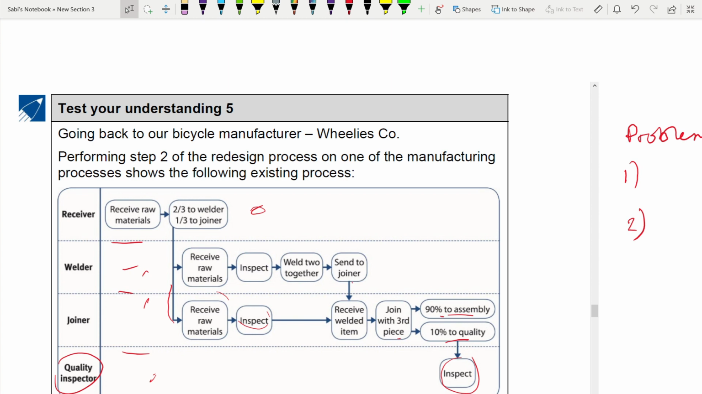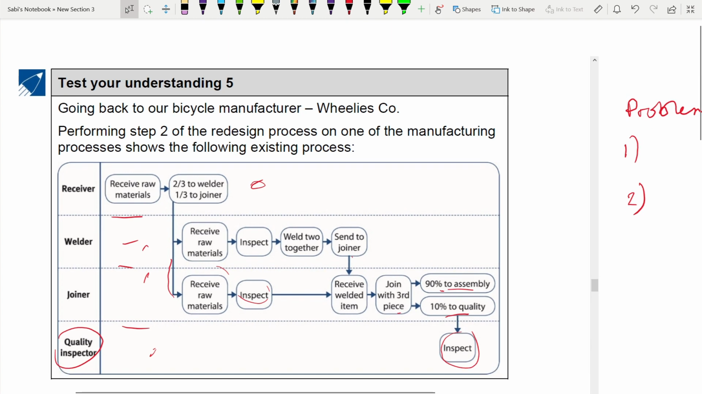What is problem one? It could be in any order, one or two, but there are two problems here. And I will tell you what both are with. It is with inspection. The problem is with the inspection. So the first problem is, if you see, inspection is in the wrong swim lane, happening at the wrong place. Wrong place means the welder is doing it, the joiner is doing it. Wrong swim lane means it is here and here. It should be in the quality inspector. The quality inspector should be inspecting it.